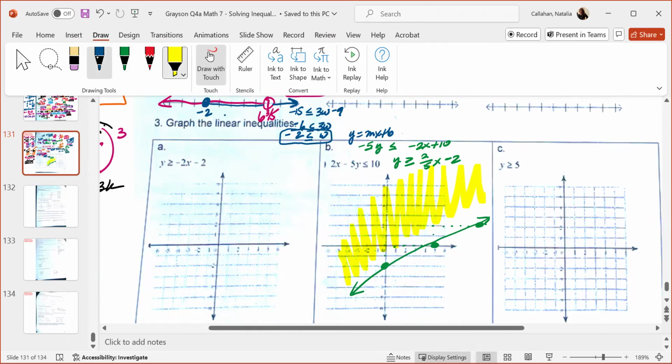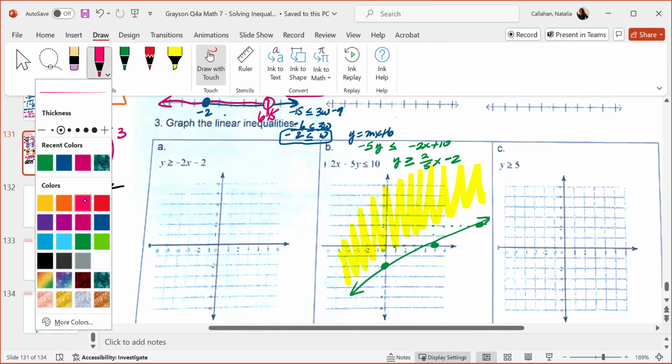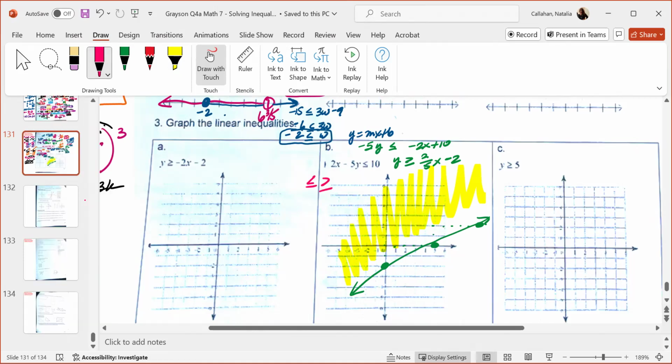This is the one, remember, if you have this or this, it's a solid line, like this or this, it's a dotted line, right? And if it's eating the letter y, you shade up. If it's not eating the letter y, you shade down. Okay.